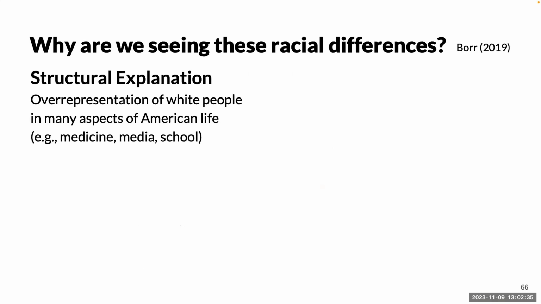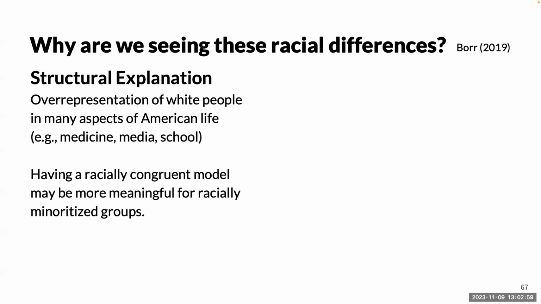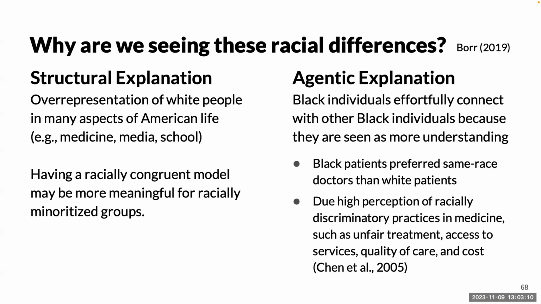To help explain this, we borrowed the work by Tamara Poor on the experiences of Black students in predominantly white universities. One explanation is the structural explanation, which is about how U.S. society is structured, more specifically the overrepresentation of white individuals in many aspects of American society. As a result, we suggest that a racially congruent model is more meaningful if you are a member of racially minoritized groups.